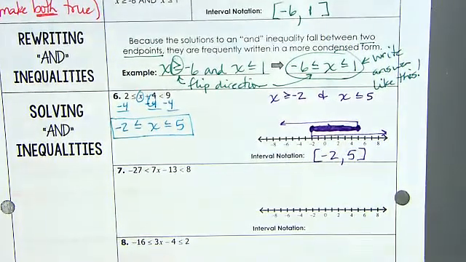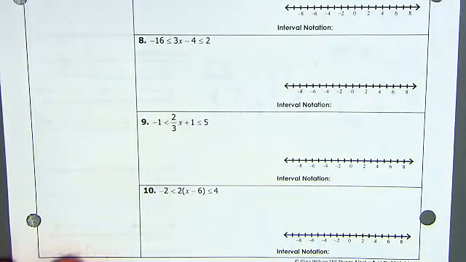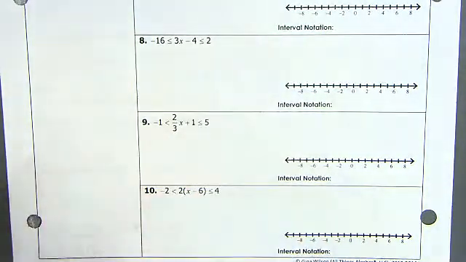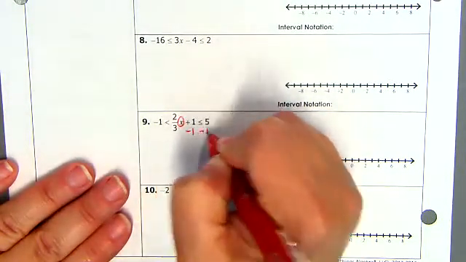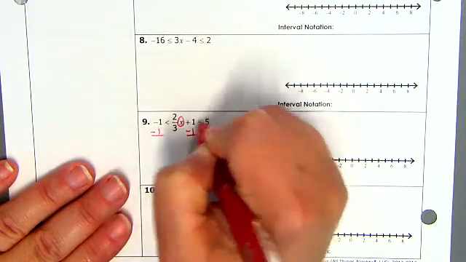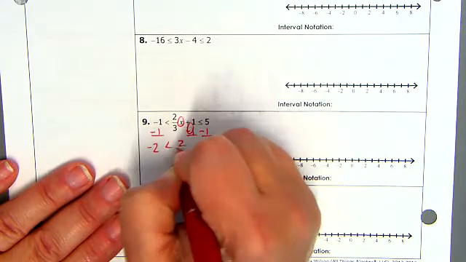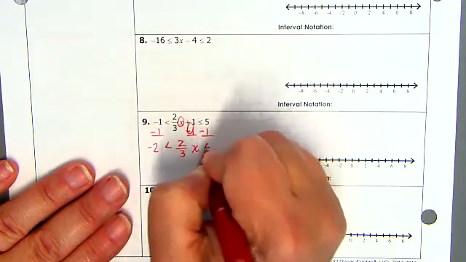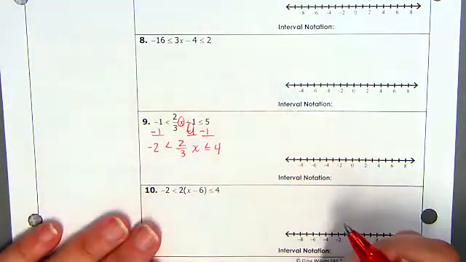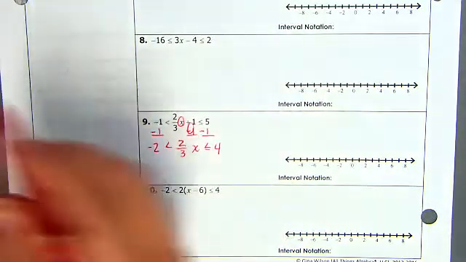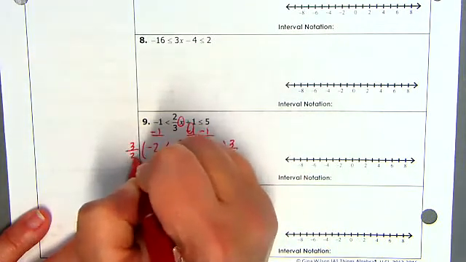Okay, jumping down to number 9. Here we go. Solve it just like anything else. My goal is to get the x by itself, so I'm going to subtract 1 from everything. That zeroes out. That's going to give me -2 is less than 2/3 x is less than or equal to 4. Now, what do I have to do to get the x by itself? I've got to multiply everything by 3/2, so I'm going to multiply by 3/2 on both sides.